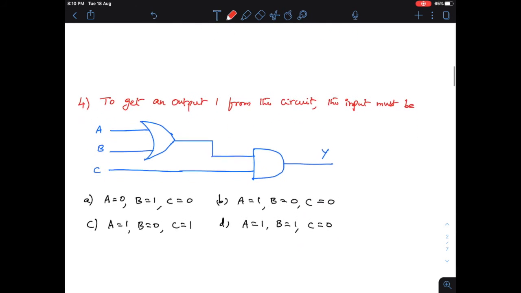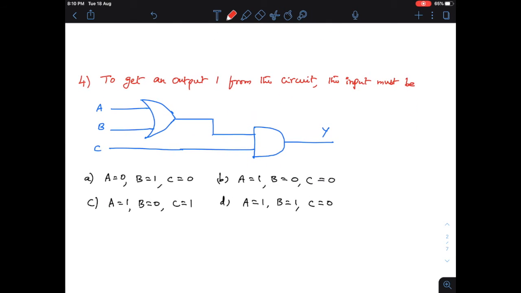Then let us see here. Now to get an output 1 from the circuit, the input must be.